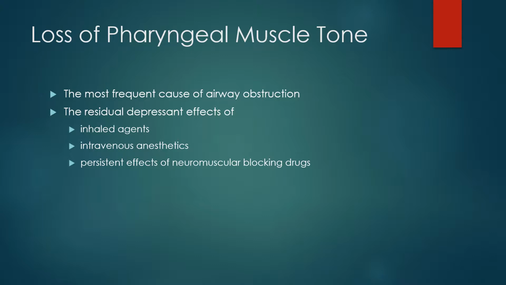To fix this obstruction from loss of pharyngeal tone, we can open the airway with the jaw thrust maneuver or using a CPAP through a mask. You may need to use an oral or nasal airway, or even put in LMAs or intubate the patient if they're not responding.